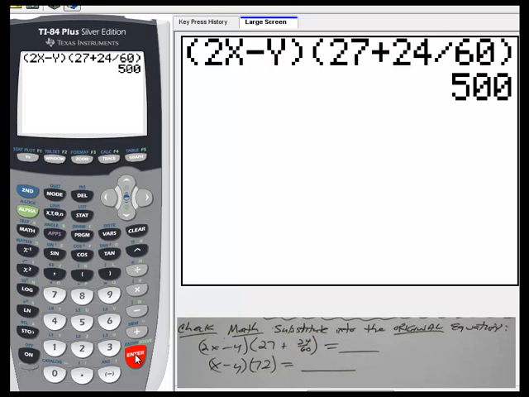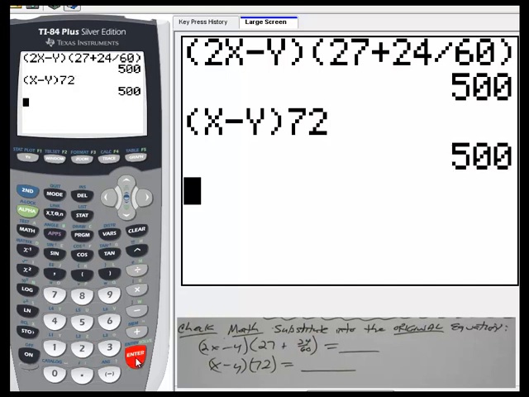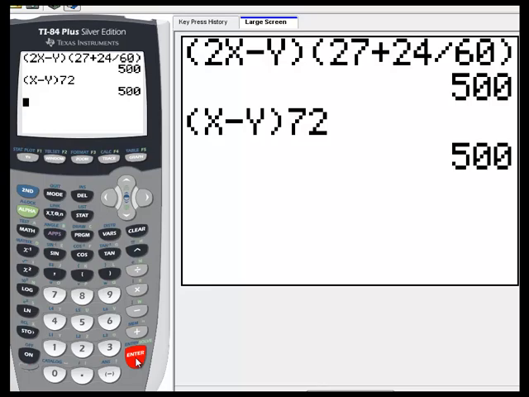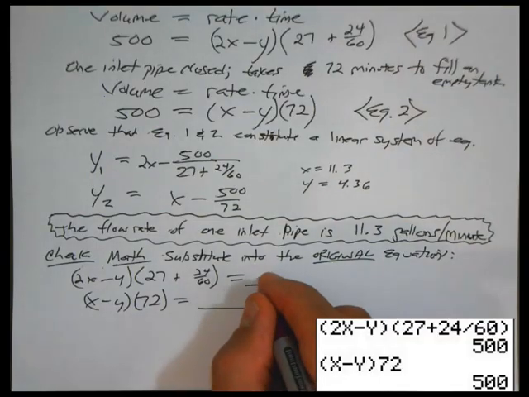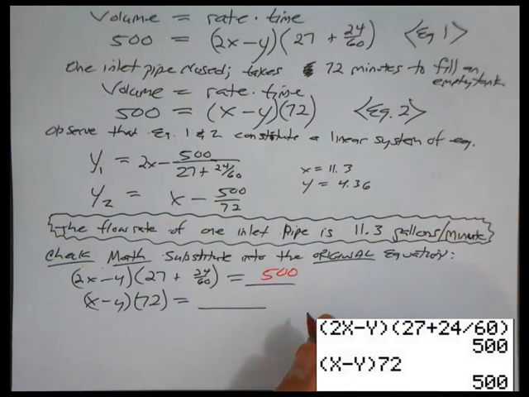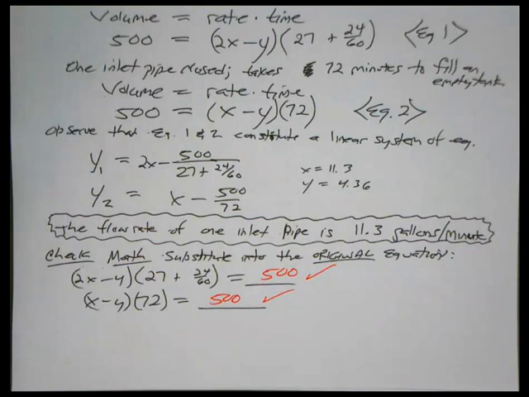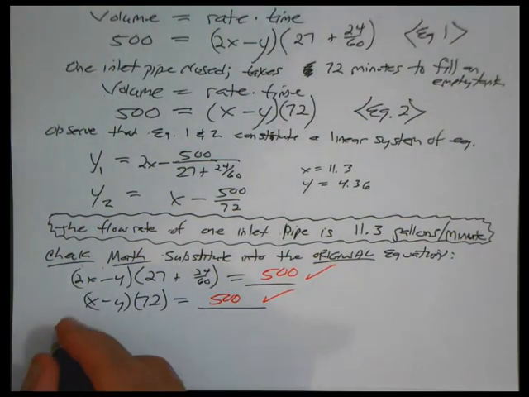Okay, now for the right-hand side of the second equation, parenthesis x minus alpha y, parenthesis, times 72. Enter. Okay, very nice. Let's go back to the paper. So this came out to be 500, which is just what we see in the original first equation. Check. This came out on the calculator to be 500, which also matches the second equation's right-hand side. That's a check. Alright, now on to the sensibility part of this check.